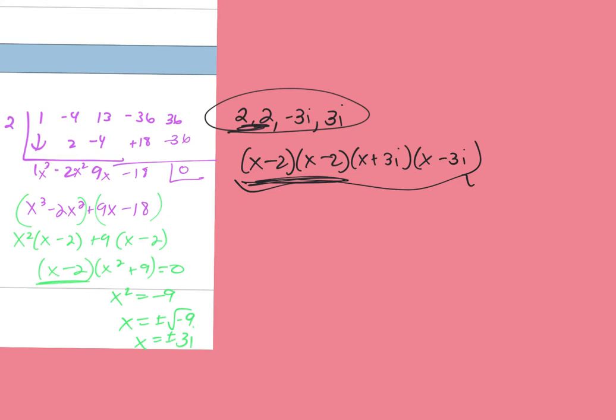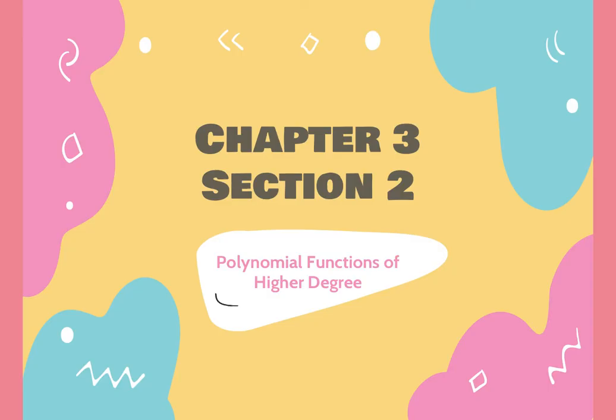All right, so this is 3-2, which is called polynomial functions of higher degree. So this is where you learn how to graph those graphs that go up and down by hand. So the ones that look like a snake that go up and down and up and down, you're going to want to be able to graph using a graphing utility, and you're also going to want to know how to graph without a graphing utility.